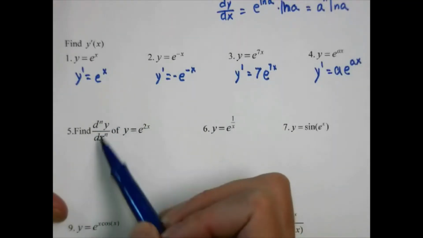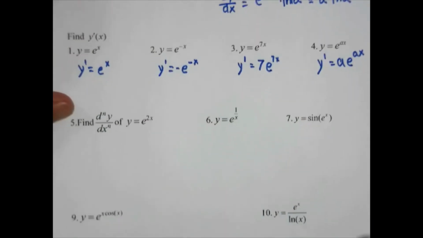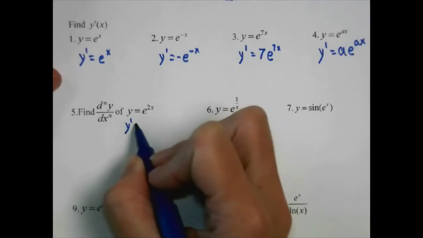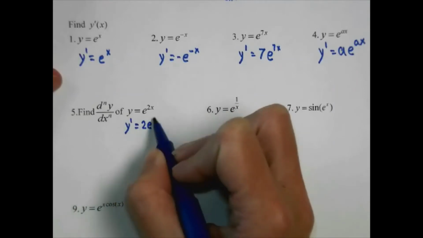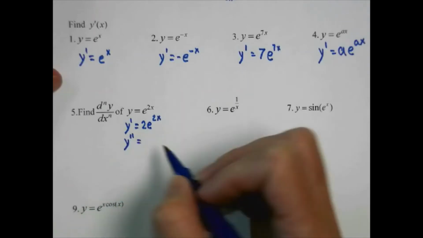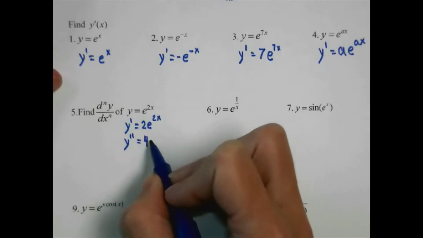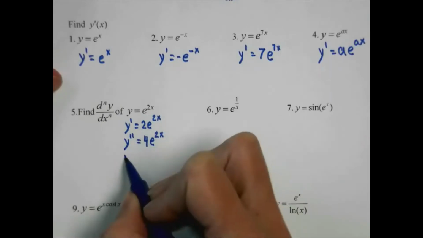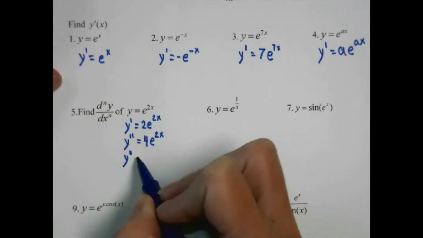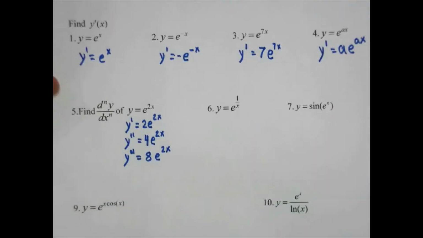Here, I want a formula for the nth derivative of e to the 2x. So let's take some derivatives and see what happens. y is e to the 2x, which means y prime is going to be 2e to the 2x. If I take that derivative again, we're going to have 2e to the 2x times 2, so we'll have 4e to the 2x. We do this again, we're going to end up with 4e to the 2x times 2. So that's 8e to the 2x. That was our triple prime.